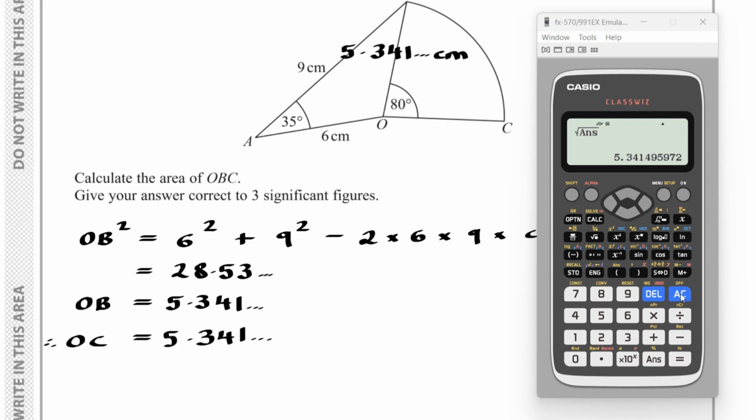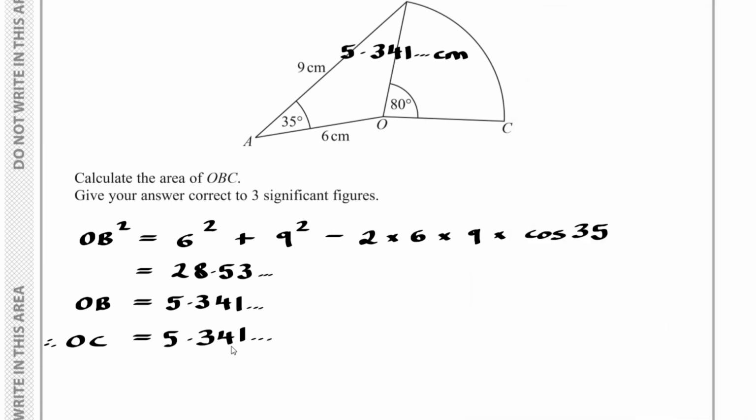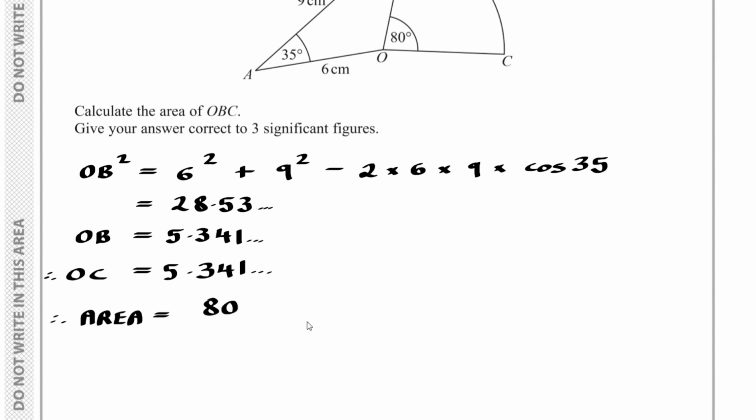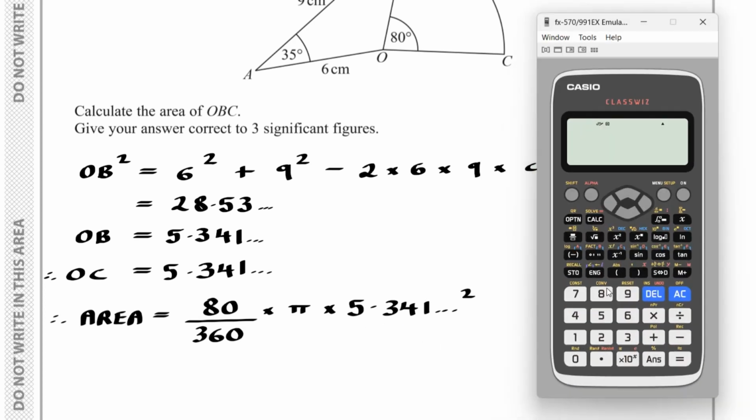So OC is 5.341, etc. So to find the area of this sector, OBC, we've got our angle, 80 over 360, so that's the fraction of a full circle, and then we'll multiply this by pi r squared. So I've got pi multiplied by 5.341, etc., squared. So if I work out what this is, I have 80 divided by 360 times pi times this radius squared, which is 19.9 centimeters squared.